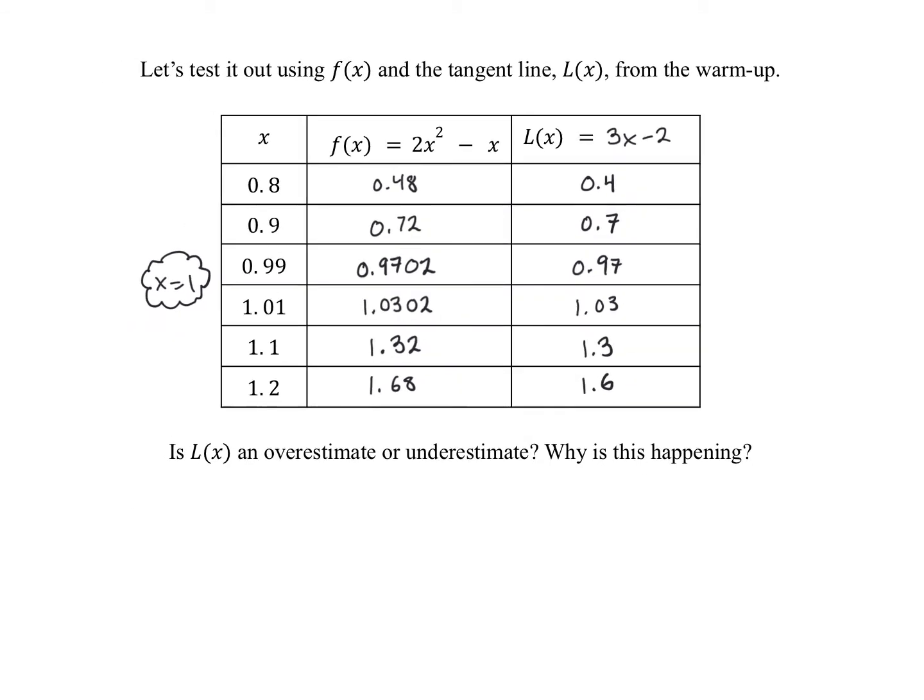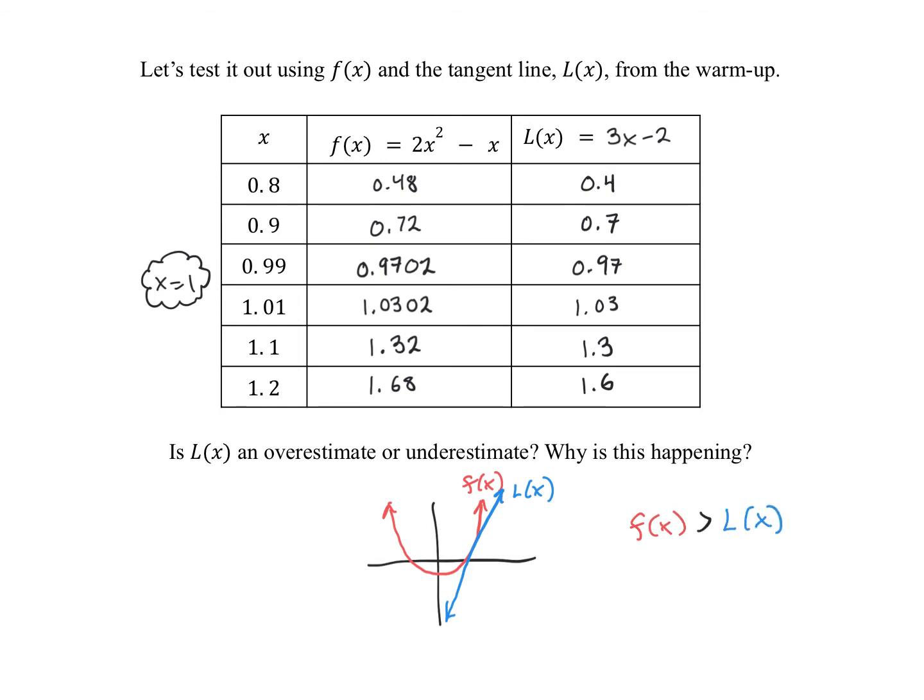That's not always the case. It just depends on which graph you're working with. Now, let's talk about why this is happening. If you look at what these graphs look like from the warm-up or from the last slide, here was one of our graphs. Here's f of x, and here was our linearization or our tangent line, L of x. You'll see that everywhere except for that point of intersection, f of x is always going to be greater than L of x.